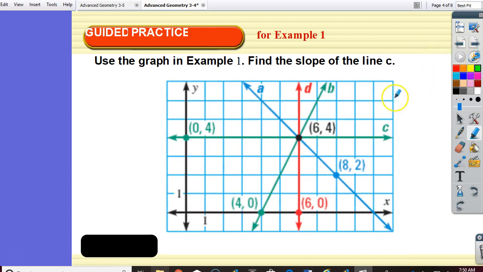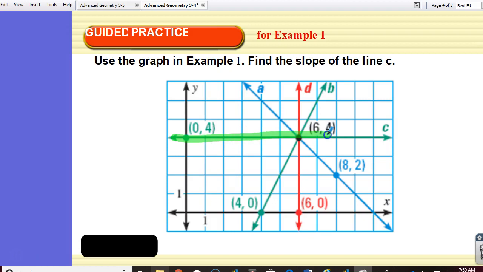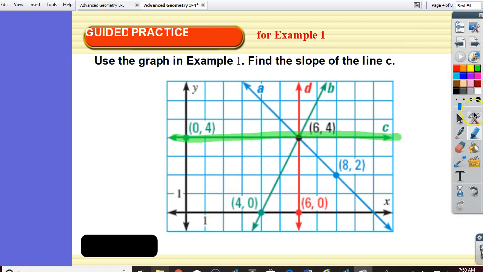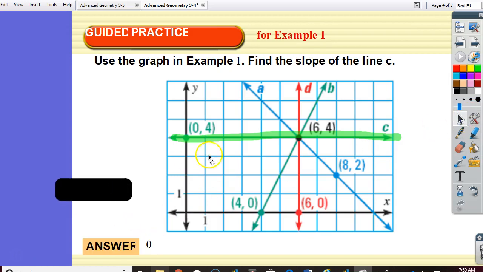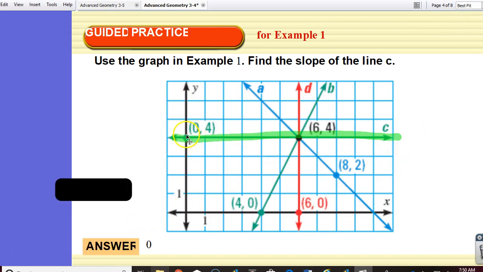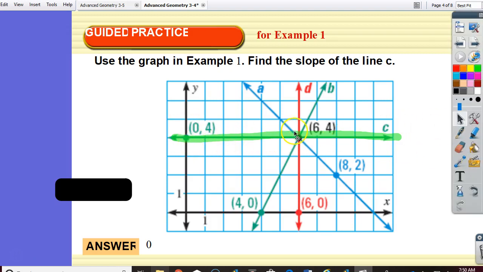Find the slope of line C. Line C is what? Is it vertical or horizontal? Horizontal, and horizontal has what slope? 0. Right? We're rising 0. We're running a number. Can you have something out of nothing? No. Wait, yes, you can.